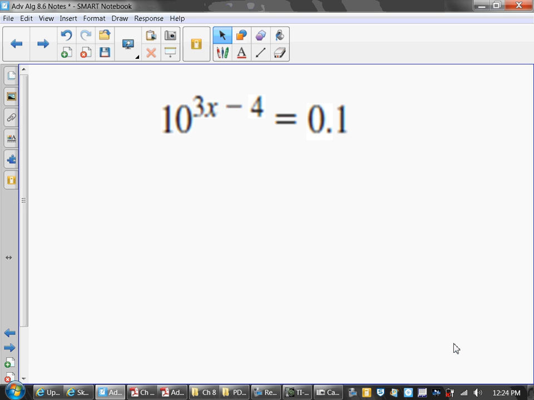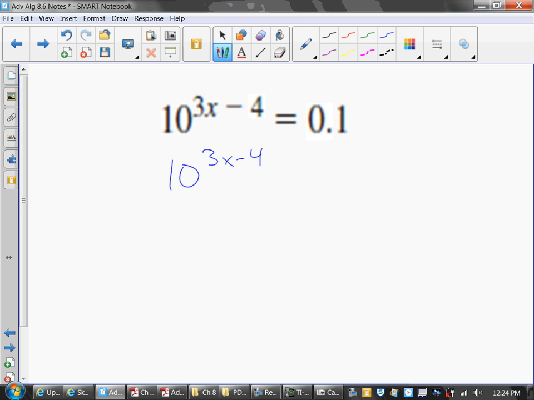There's a real quick, easy way to set this one up too. Might be overthinking it. Or if you guys just take the log on both sides right away. Yep. That's fine. I'm going to show you something that works just as quick. Take a look at this, guys. This is 10 to the 3x minus 4. Do you agree? 0.1 is the same thing as 1/10, right? Which means this is 10 to the negative 1.